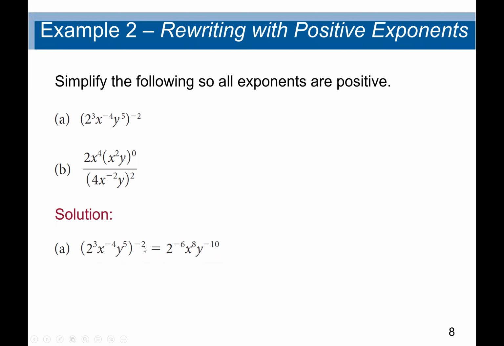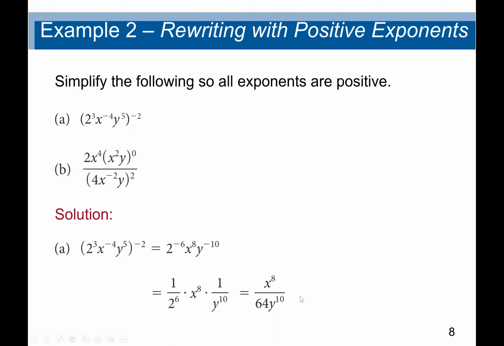So here you can see first thing, we multiply negative 2 times positive 3. That gives us negative 6. Negative 2 times negative 4 will give me positive 8. Then negative 2 times positive 5 will give me negative 10. This means we have to find the reciprocal of 2 to the power negative 6 and also y to the power negative 10. So we get 1 over 2 to the power 6 times x to the power 8 times 1 over y to the power 10. And that will give us x to the power 8 divided by 2 to the power 6, which is 64, times y to the power 10.